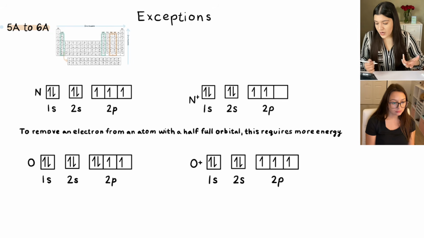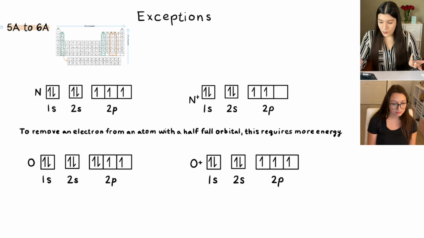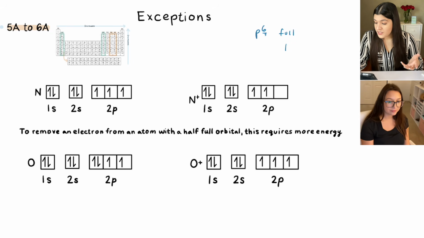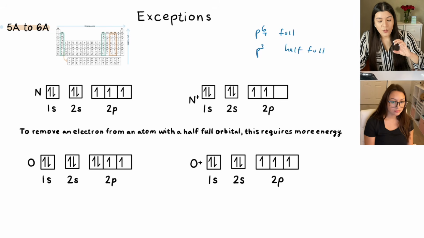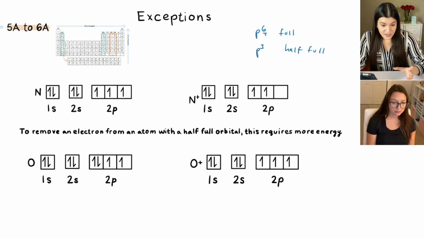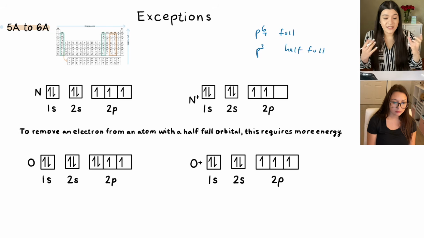If I were to try to remove an electron here, remember that for our p orbital, to be completely full, it would go to 6 electrons. To be half full, it would be 3 electrons. So either one of those is going to require a lot of energy from us, because it's stable, it's happy, it doesn't want to be bothered, okay?